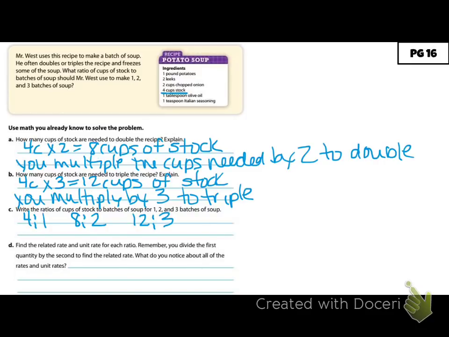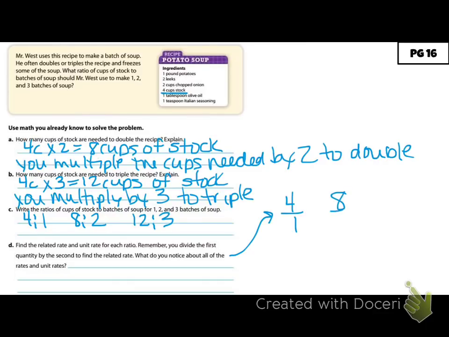So D says, find the related rate and unit rate for each ratio. Remember, you divide the first quantity by the second quantity to find the related rate. What do you notice about all the rates and unit rates? So I'm going to write this over here to the side. So obviously our first one is 4 to 1. Okay? We don't need to divide, our bottom number is already 1.